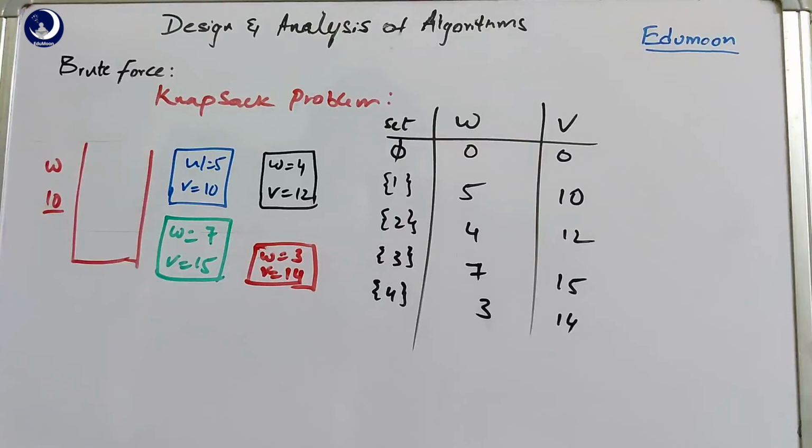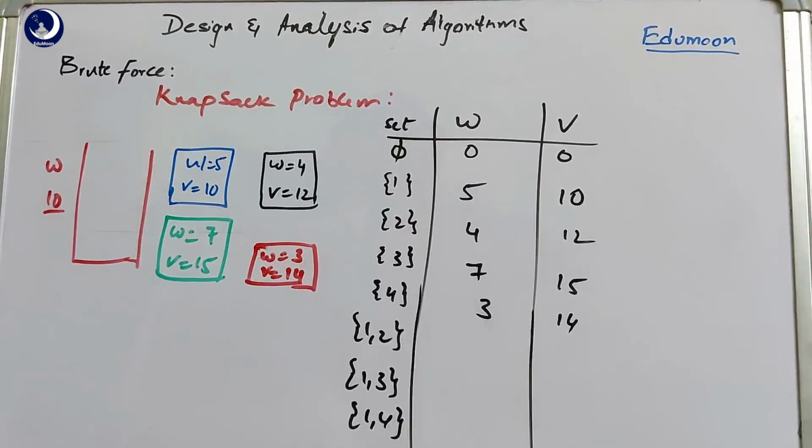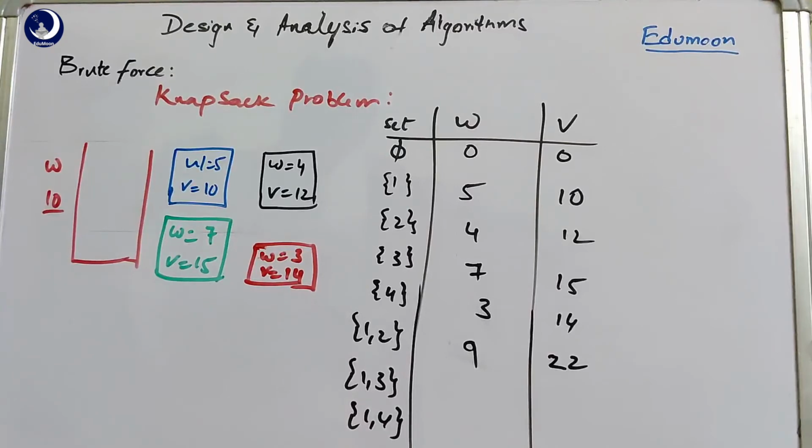Now we go with the next combinations with 2 elements in each set, like 1 2, 1 3, 1 4 and so on. 1 and 2 indicates the combination of the blue item and the black item, so the total weight is 9 and the value is 22. Similarly, when you add 1 and 3, the weight of the blue one is 5 and the weight of the third one is 7, which is equal to 12.